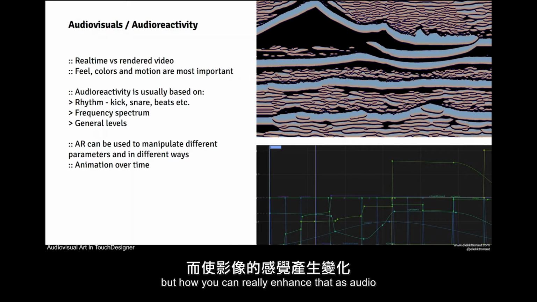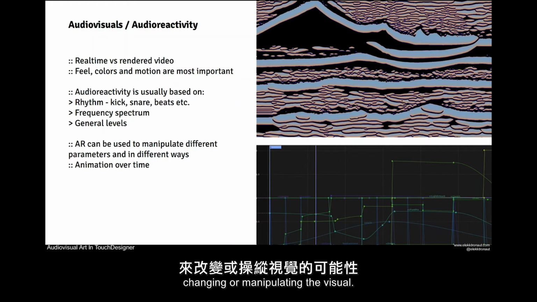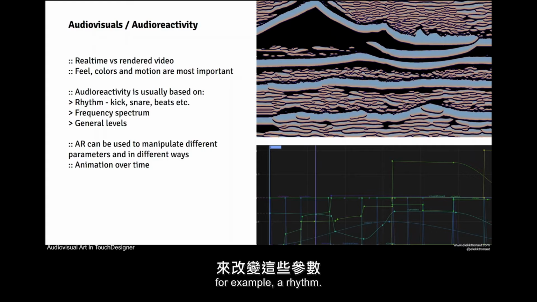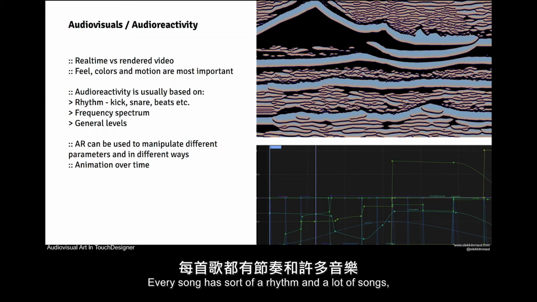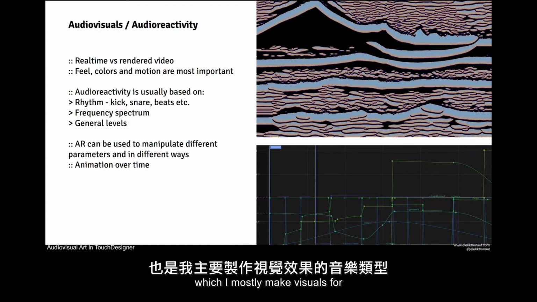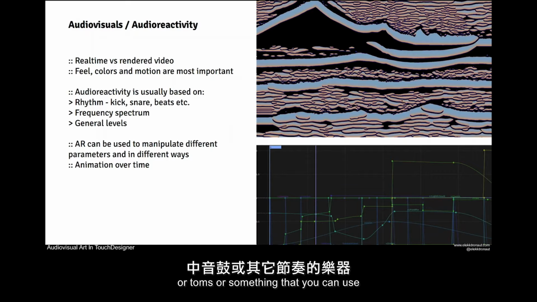But how you can really enhance that is with audio reactivity. So audio visuals are the general term, and audio reactivity describes the technique of audio changing or manipulating the visual. We can do that in different ways, right? When we're making a visual, we have different parameters, and we can change these parameters by, for example, a rhythm. Every song has a rhythm, and a lot of songs, especially in electronic music, which I mostly make visuals for, basically always have a kick and a snare. You also often have hi-hats or toms or something that you can use to change the visual.